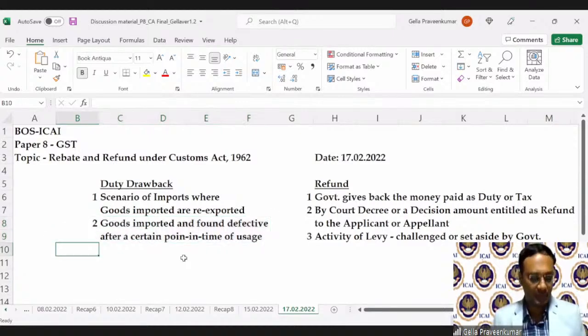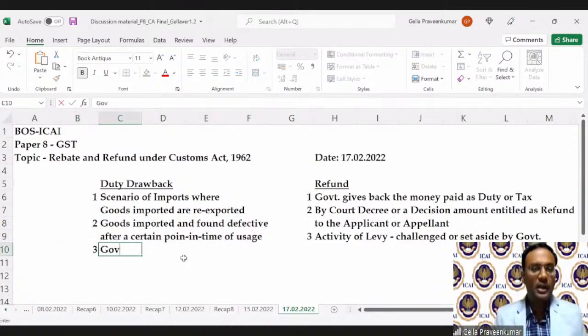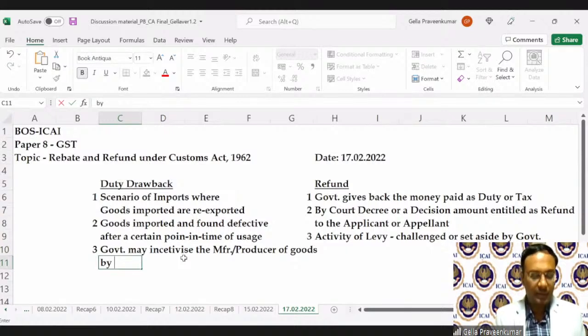Third, government may incentivize the manufacturer or producer of goods by what you call rebate of duties and taxes paid at the time of import.